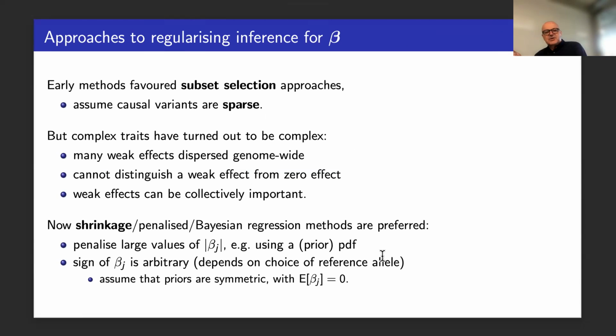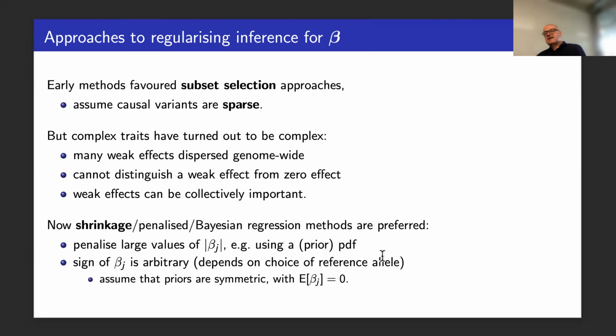That seemed a sensible approach, but broadly speaking, I think it doesn't work because complex traits have turned out to be complex. There are many weak causal effects genome-wide. You can't really distinguish which are the zero-effect SNPs well enough, because you can have all these weak effects which collectively turn out to be important.